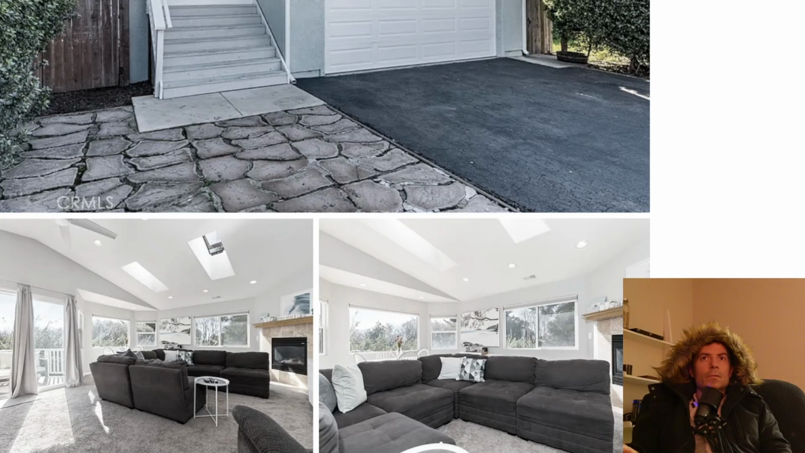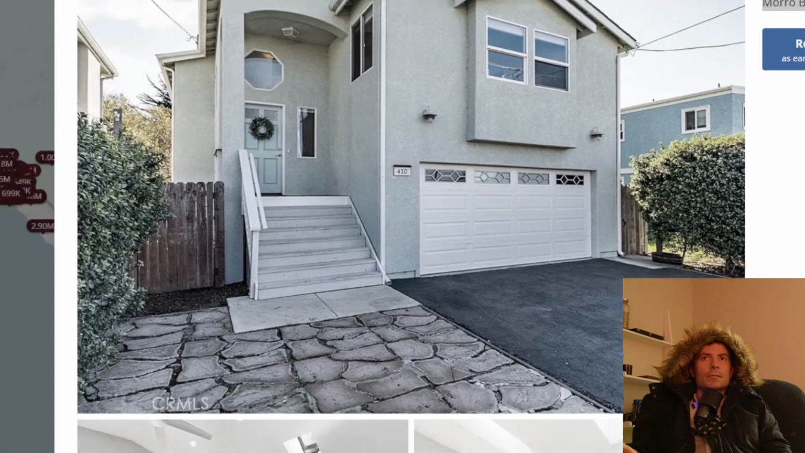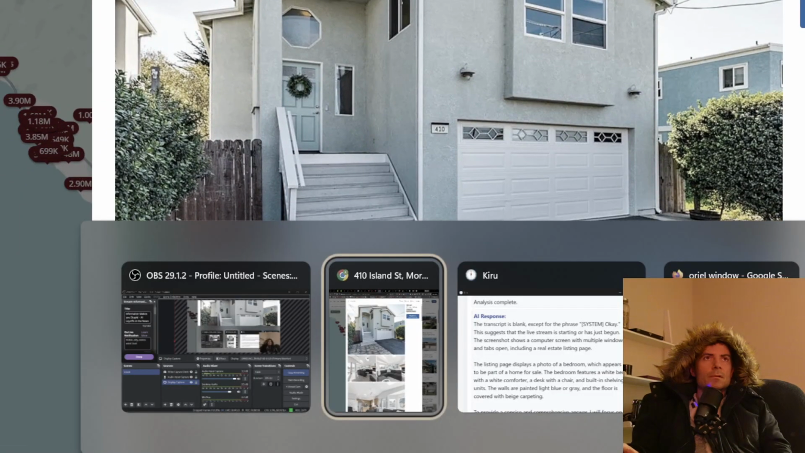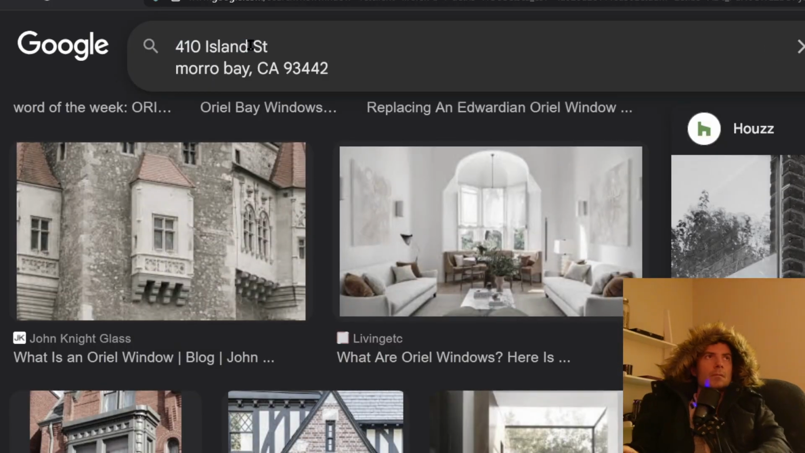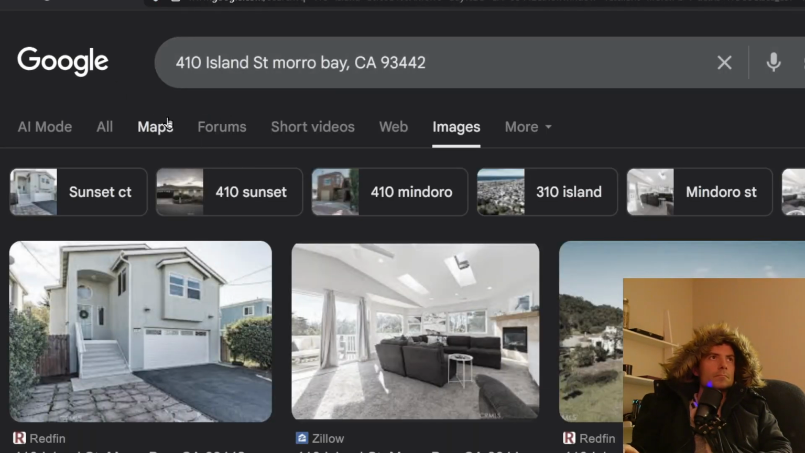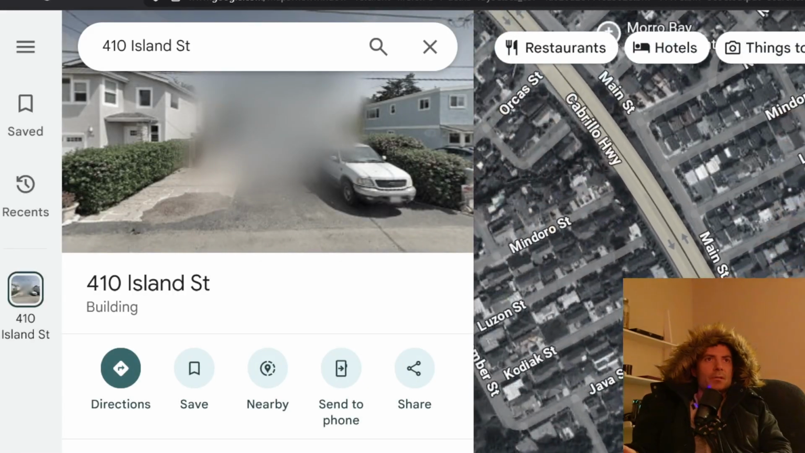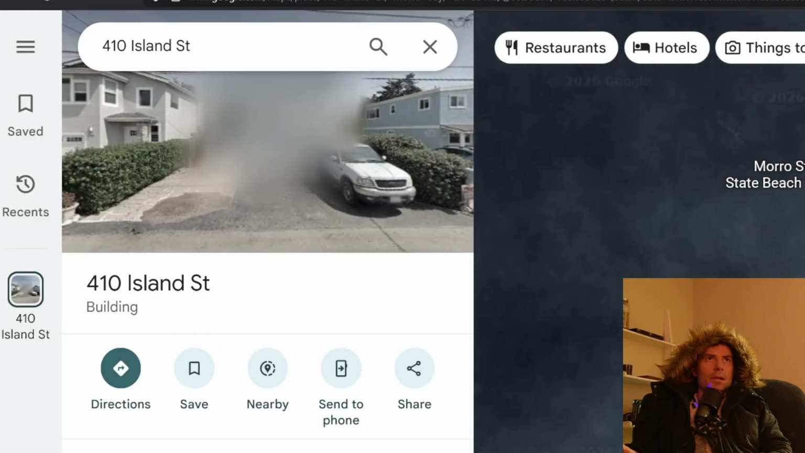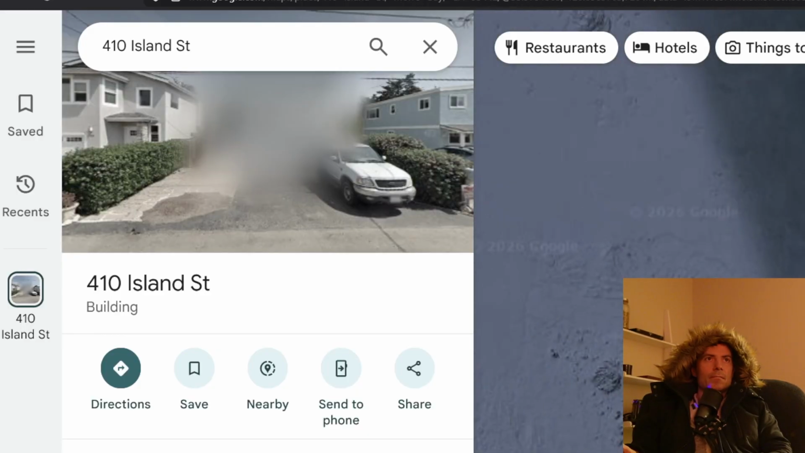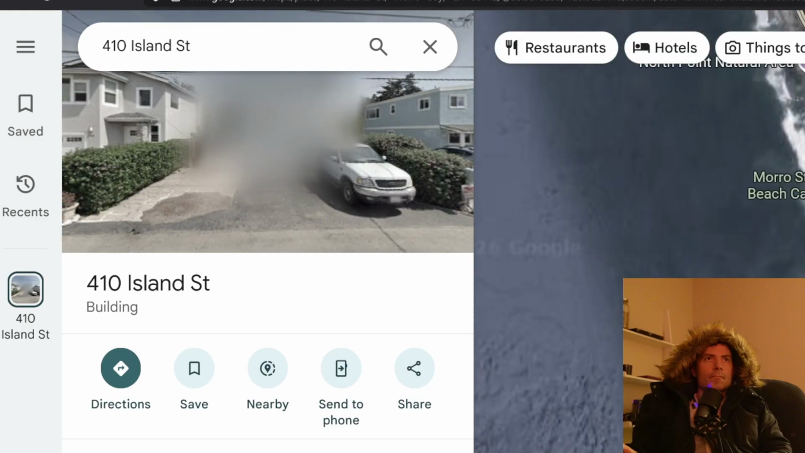So, copying this address. Let's take a better look at that. Looking at the maps. What the heck is that? What was that giant thing out in the ocean?